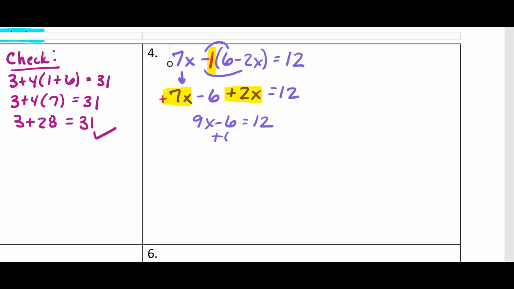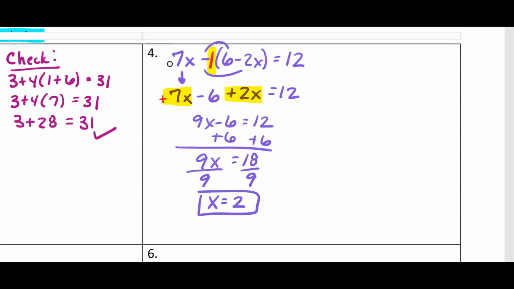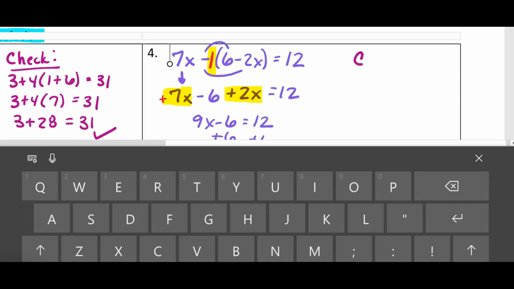So now it's our two-step equation. Add 6. 9x equals 18, and then divide by 9. So x equals 2. Okay, so again we're going to check this because the directions do say to check it.